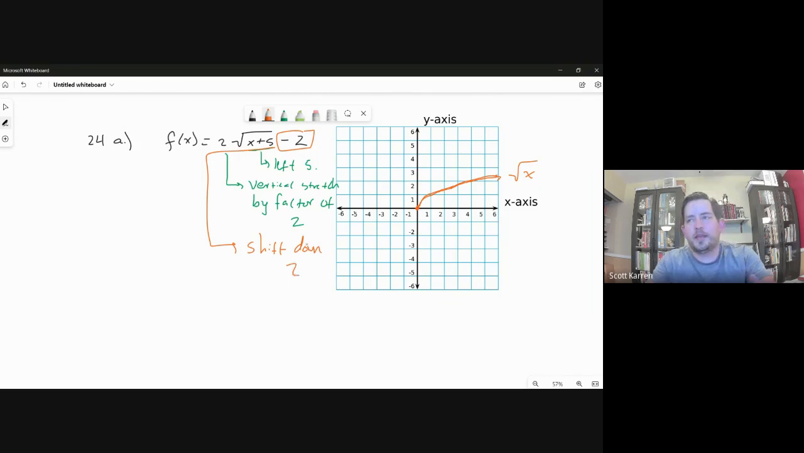And this saves you from having to plug in x values. Plug in x equals 0, x equals 1. They're going to be terrible values because it's a square root function anyway. This just tells you how to manipulate what you already know. And so we'll do that.